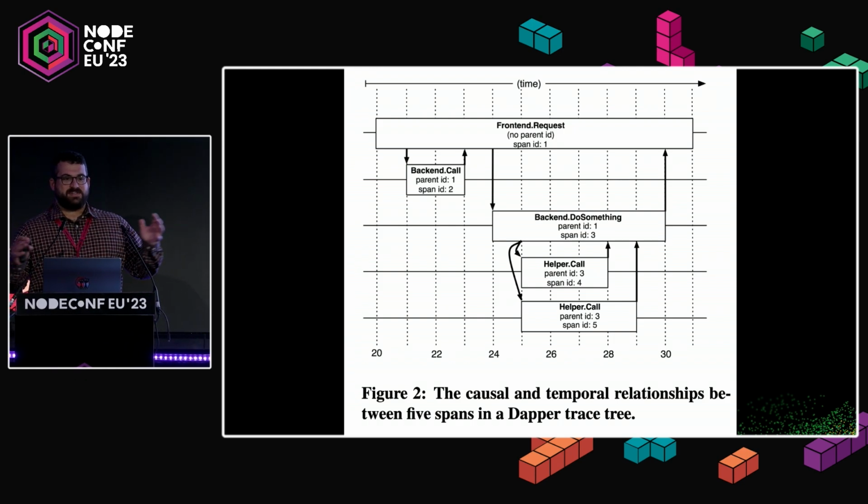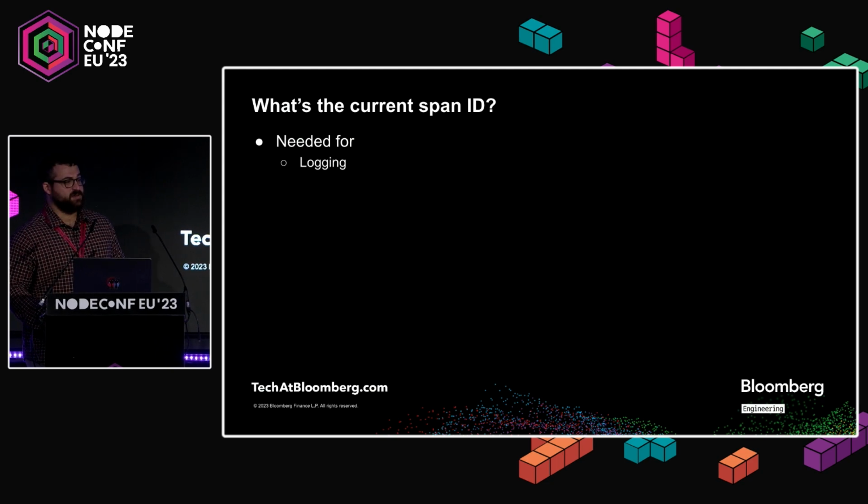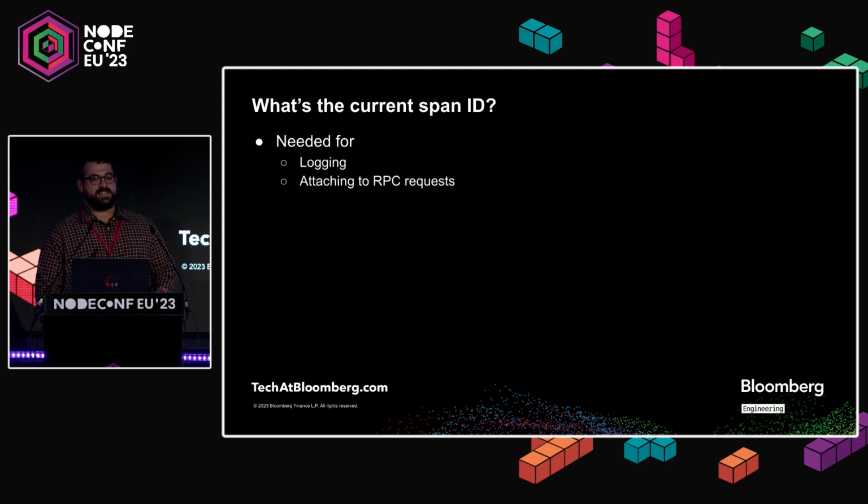That collecting everything together happens after the logging and doesn't need to make the request processing take any longer. But the question is, what's the current span ID? You need this for both your log messages and for attaching to the RPC requests, so that they can be printed as part of the log messages for the child, and the tree can be hooked back up later.